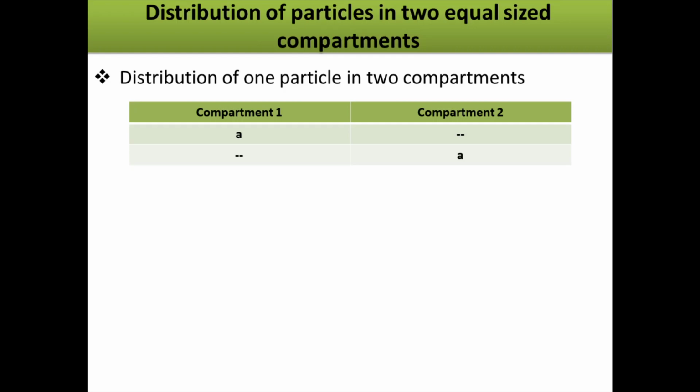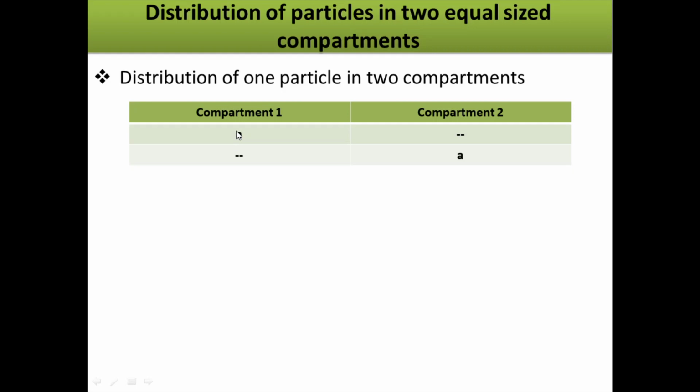Let the particle be thrown into the box from a certain distance. The particle is equally likely to fall into either of the two compartments, because there is no reason why the particle should prefer one compartment over the other. Let us denote the particle by A.